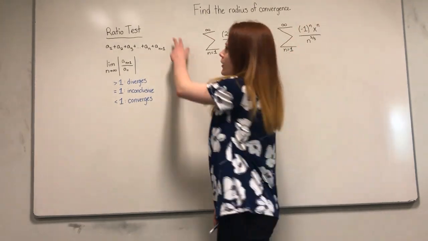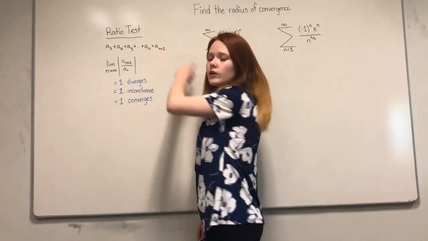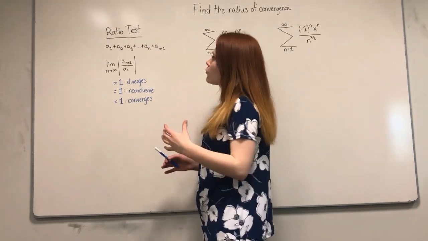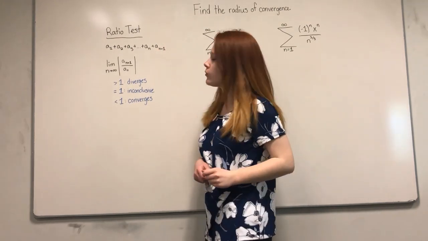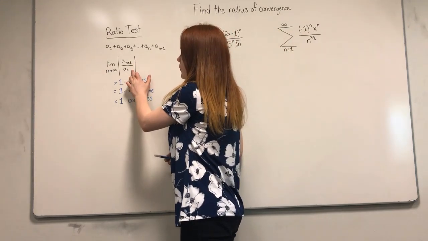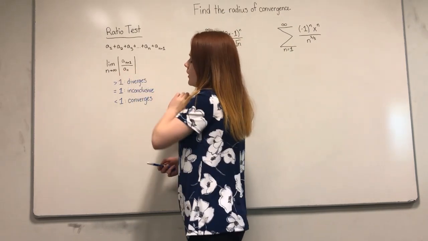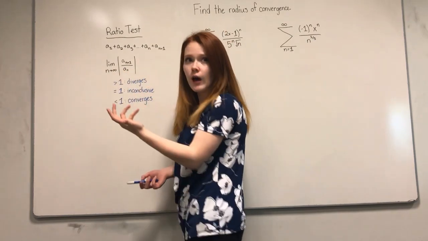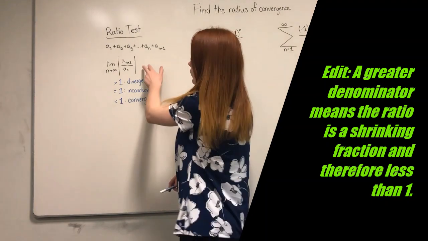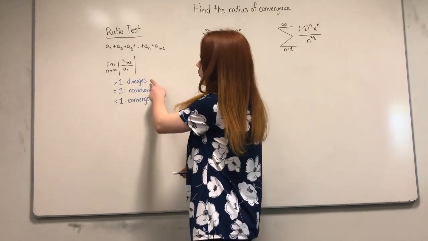So the intuition behind the ratio test is that you take a look at one part of the series and then you look at the part right after it. And if a sub n is larger than a sub n plus 1, then you know that the series is starting to converge. So if a sub n is larger than a sub n plus 1, you have a greater denominator, which means that you are growing towards 1, which means to converge. If you have a greater numerator, you're growing infinitely on top, faster than the denominator, so you're going to diverge.